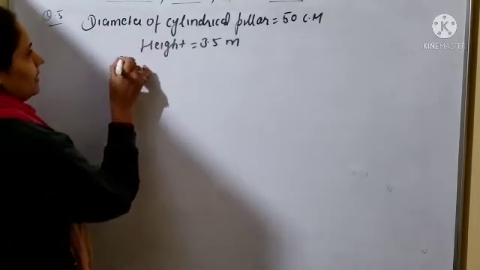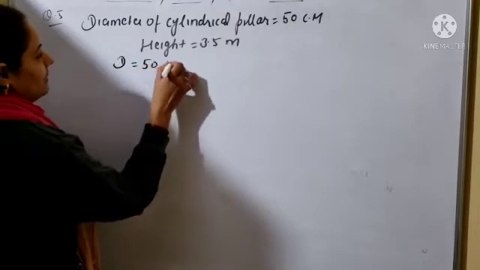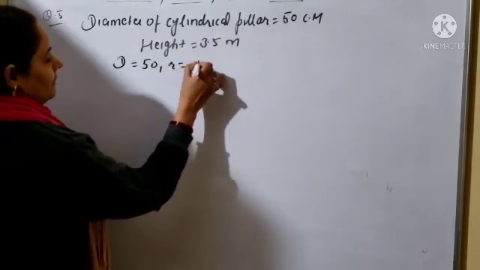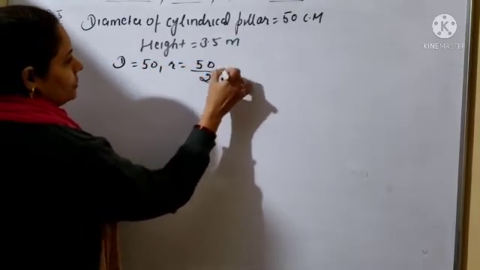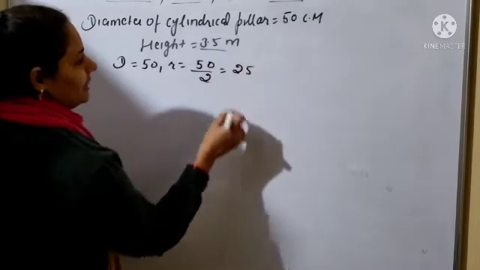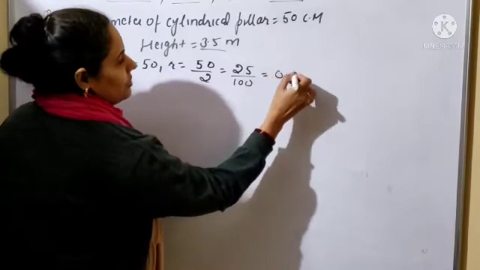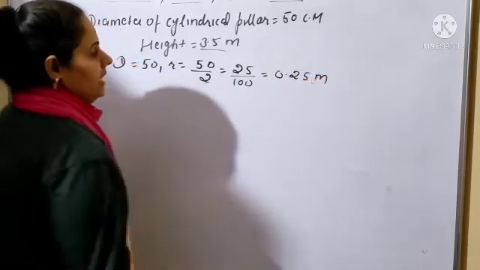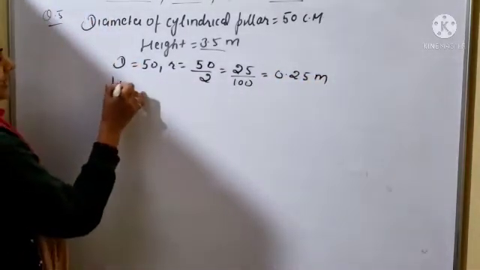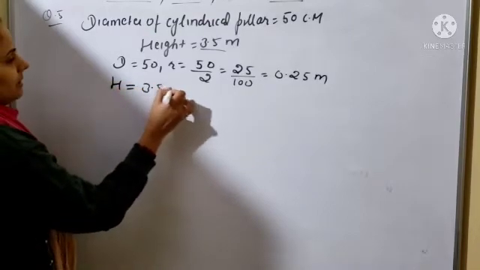So diameter is given, 50. So radius will be 50 by 2, so 25 centimeter, but height is given in meter. So we will convert it into meter. 25 by 100, so 0.25 meter. Is it clear? Now height is the same, 3.5 meter.